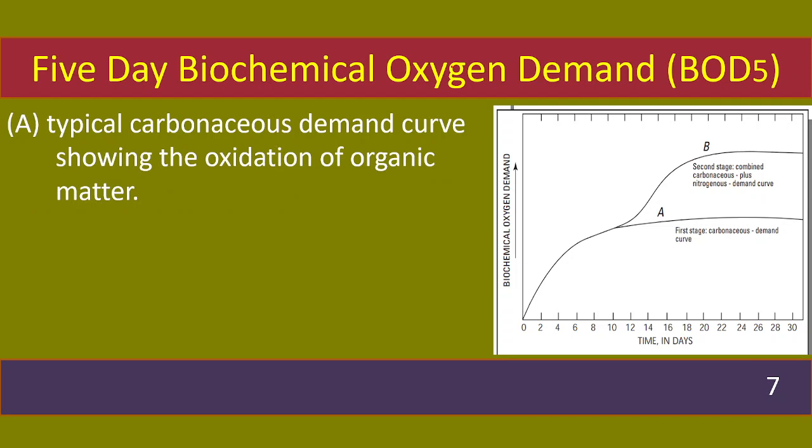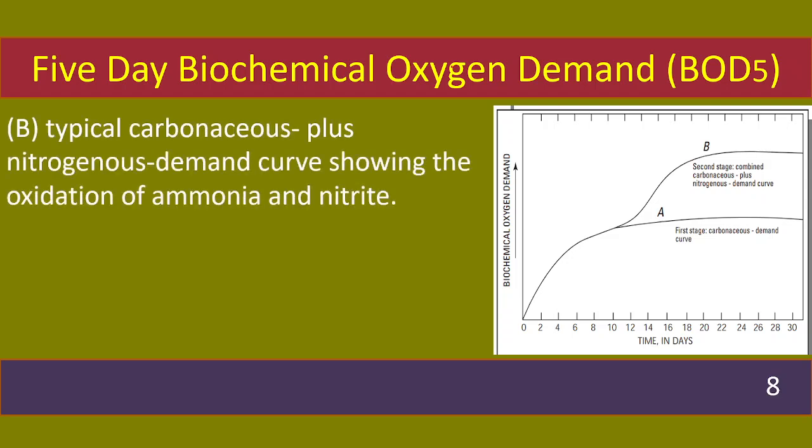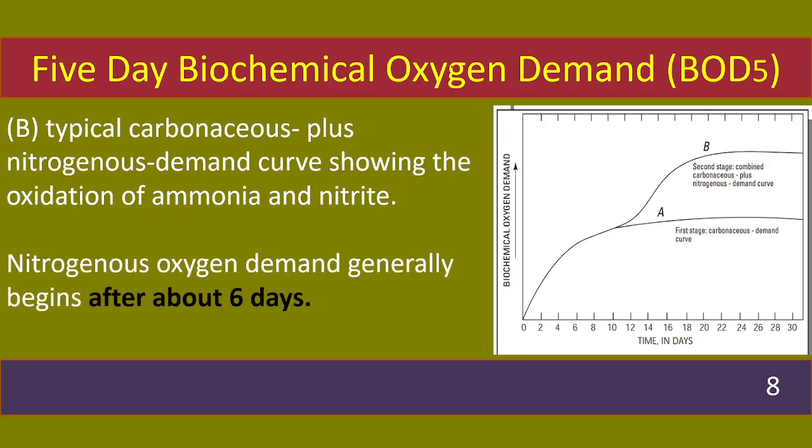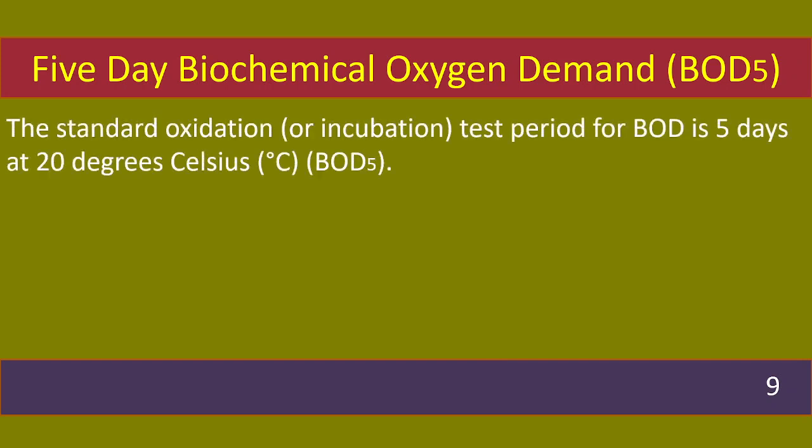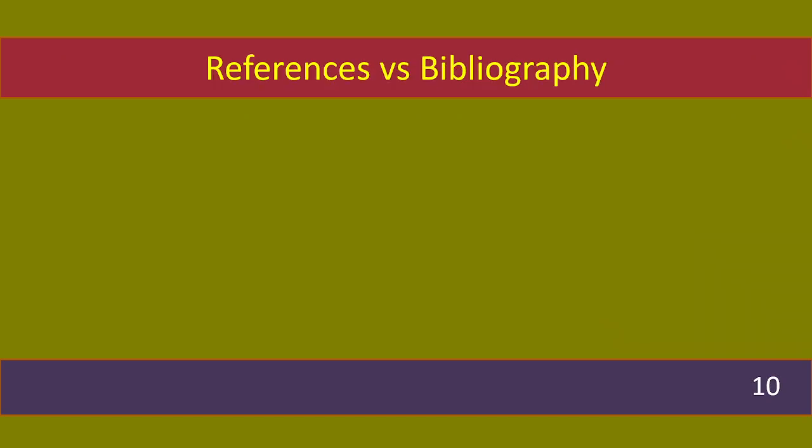So typically curve A represents the oxidation of carbonaceous matter and curve B represents the nitrogenous oxygen demand, which is where ammonia is getting converted into nitrite or nitrate. So nitrogenous oxygen demand generally begins after 6 days. Hence, the standard oxidation test period for BOD is 5 days at 20 degrees Celsius.